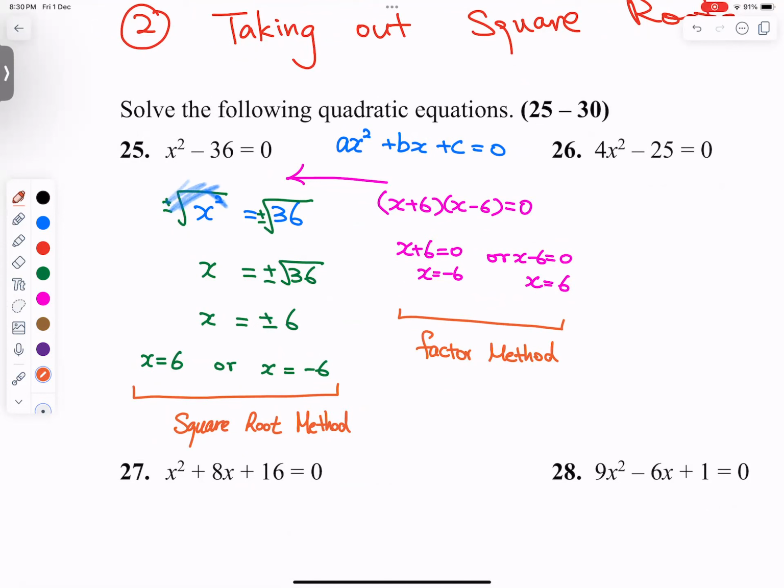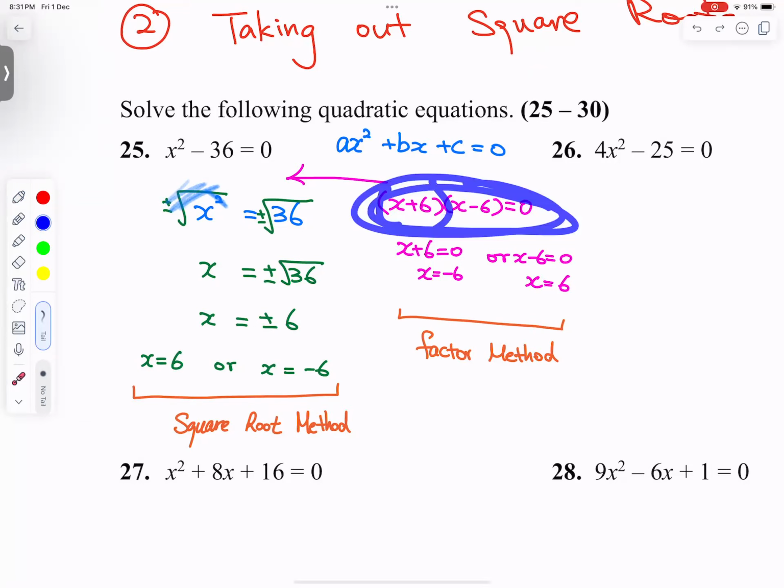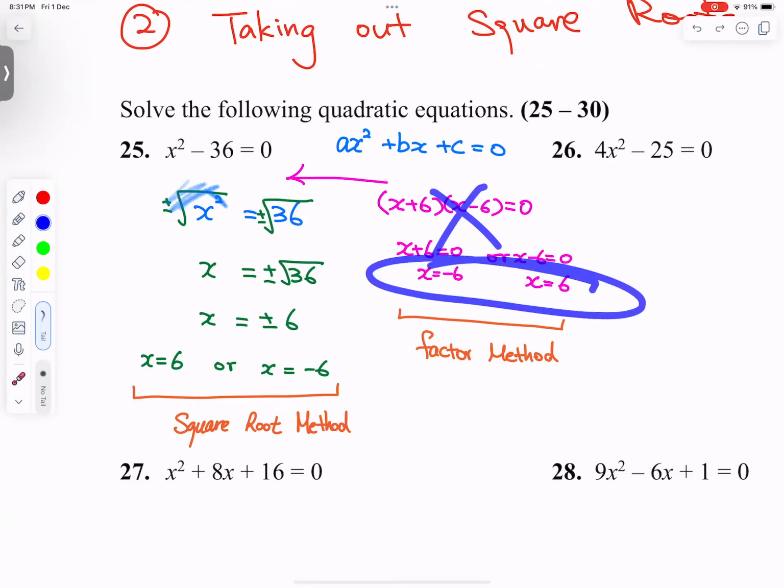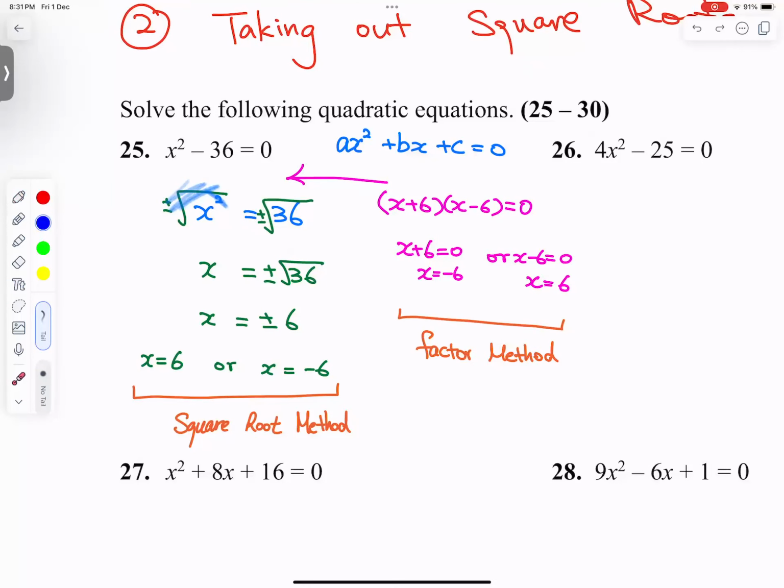So it just basically depends on the question itself. If the question asks you to use the square root method, then you need to show this step. If the question asks you to use factor method, you need to show the brackets. Because if the question says square root method and you use this, you do not get the mark for steps. You may get the mark for the answer, depends on the teacher if they are in good mood. But if your step is wrong, they usually don't give marks for the answer.